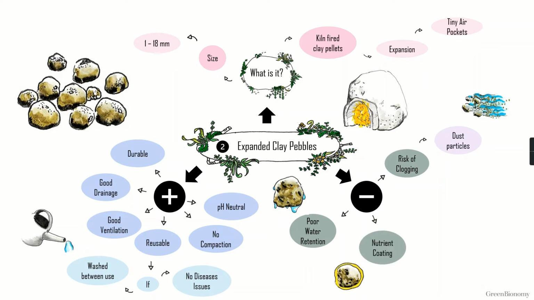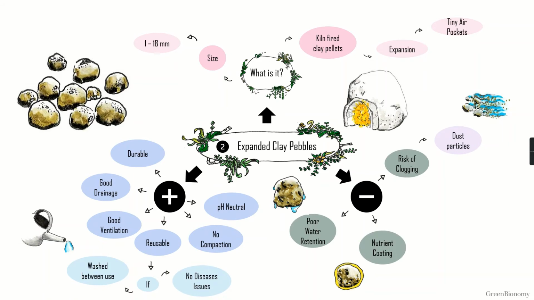It also has this nutrient coating, so that's related to something called cation exchange capacity. I have a whole video on that because it goes a bit into the details, but basically some nutrients will have a tendency to go and stick at the surface of the clay pebble, and that's why when you use it, it will tend to develop this nutrient film around it.